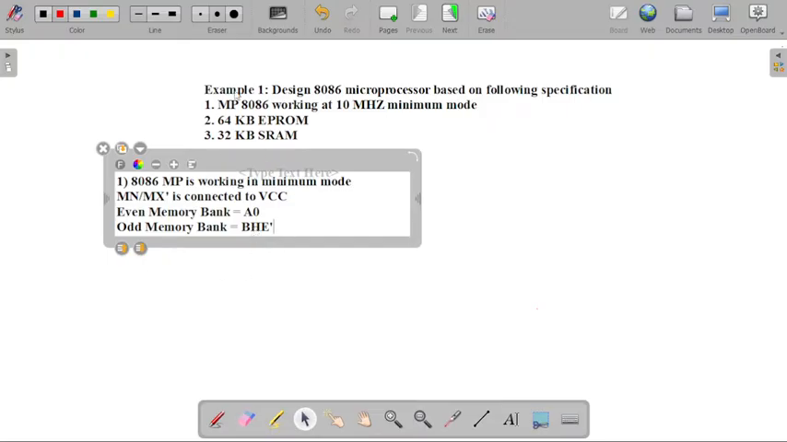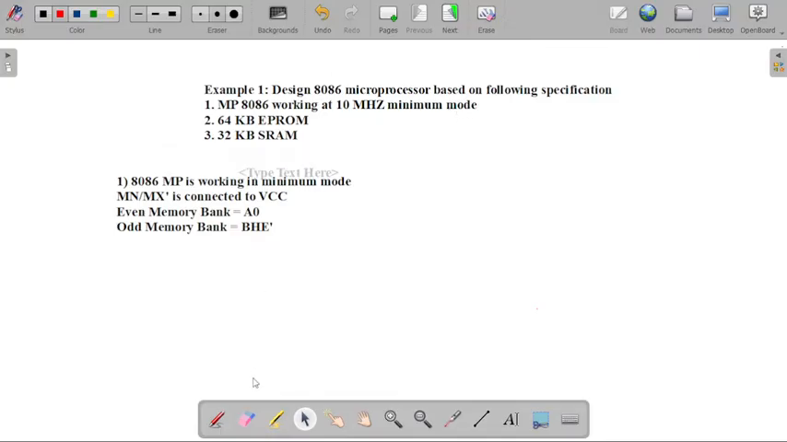So now we have solved the first statement, that is 8086 is working at 10 megahertz and in minimum mode. You can skip this part, that is 10 megahertz. In the features we have already learned this 8086 processor is working at 8 megahertz, then 10 megahertz. So in the given example it is given that our processor is working at 10 megahertz. But for solving the example, you can skip this part. You have to check which mode of operation is given in the example, either minimum mode or maximum mode.